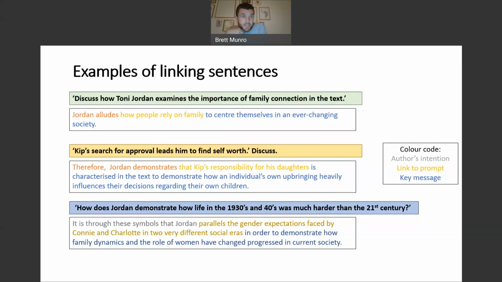And it would sound something like this. So if the prompt is about discuss how Tony Jordan examines the importance of family connection in the text, your linking sentence might sound something like: Jordan alludes to how people rely on family to center themselves in an ever-changing society. Kip's search for approval leads him to find self-worth. Therefore, again, a really useful connecting word.